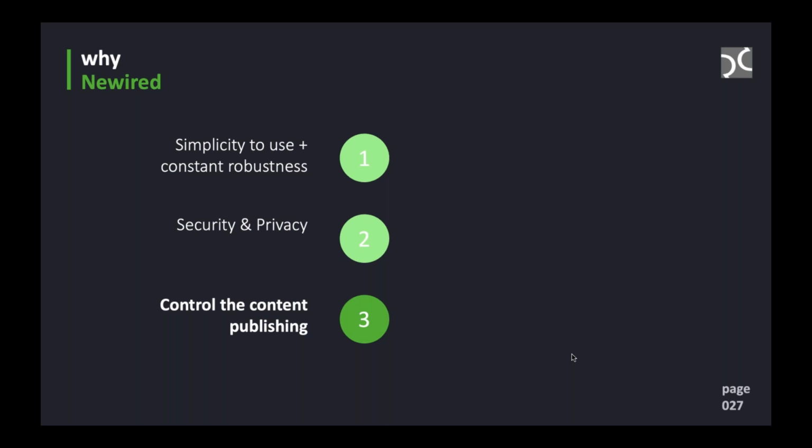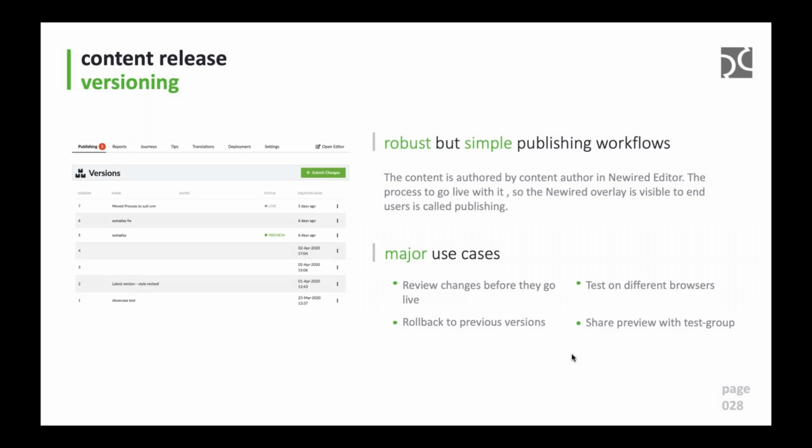Characteristic number 3, control the content publishing. The journeys, the guides, we call it content. It's the content you create. It's a guide. It's something that is presented to your users. And anything you produce shall be reviewed from the quality perspective. So you need to guarantee that whatever is visible to the end users passes some qualitative criteria.